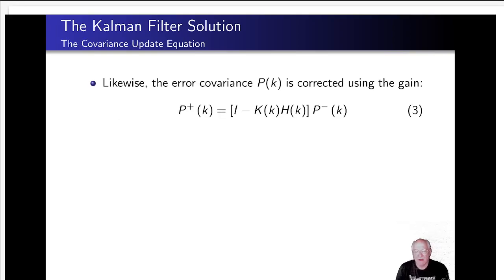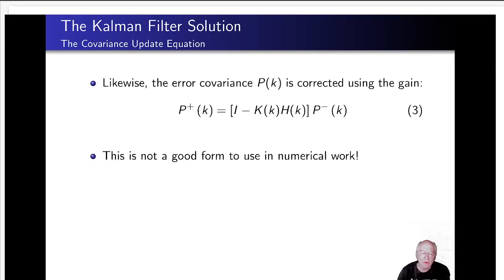So likewise, the error covariance matrix P can be corrected or updated using the gain. And this is how it's done. We take the gain, multiply it on the right by H to put it into the measurement space, and then we subtract it from the identity matrix for that space. And that becomes a scaling factor for P, the previously extrapolated P that we just talked about.